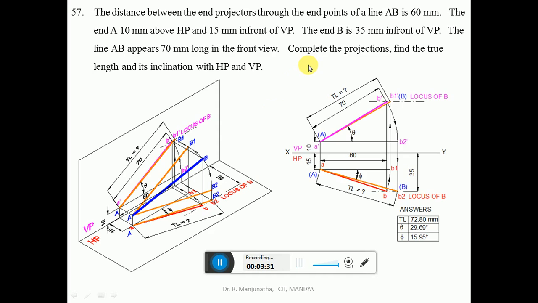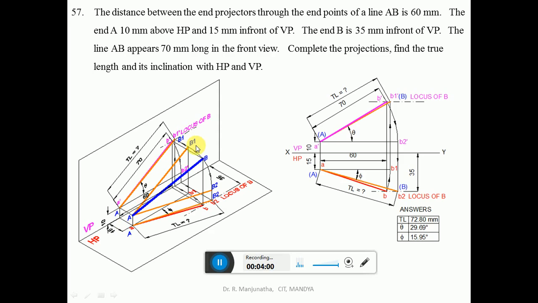Now since we need to find out the true length in the vertical plane first, with A as center, take the radius of AB and rotate it such that B, which was here, will also be in front of VP by 15 mm. With A as center, take the radius of AB and rotate it such that B will be in front of VP by 15 mm, so that both A and B1 will be in front of VP by 15 mm. That means it is parallel to VP.